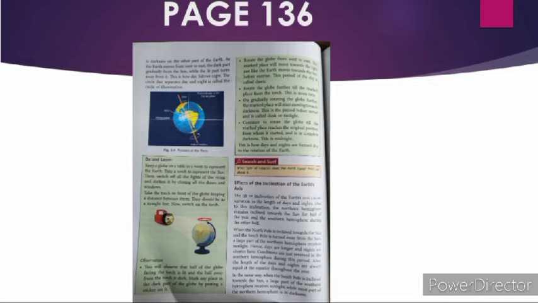So children, we get day and night because the earth spins or rotates on its axis and different parts of the planet are facing towards the sun or away from it. It takes 24 hours for the world to turn all the way round and we call this a day.